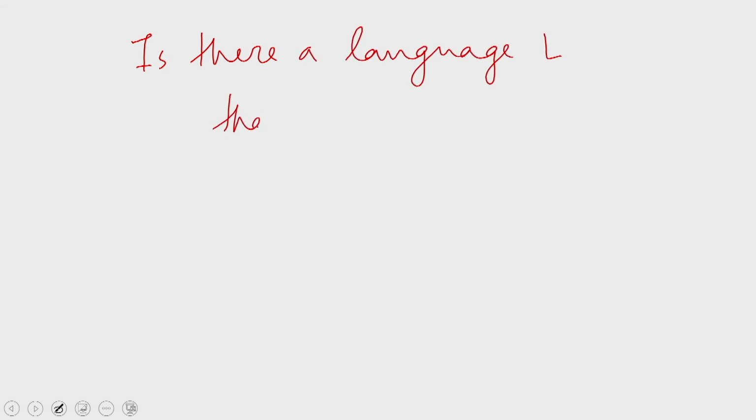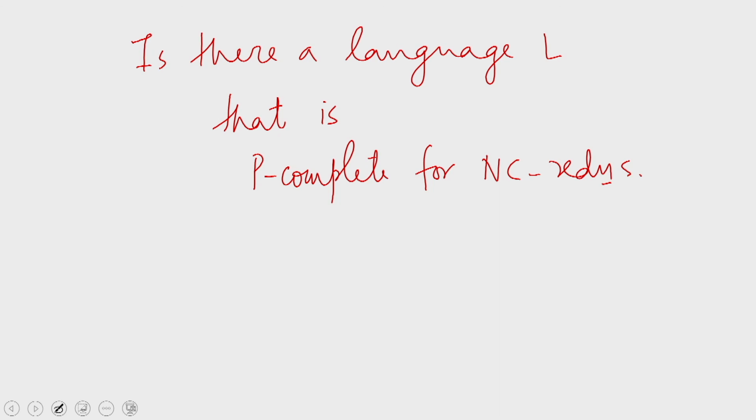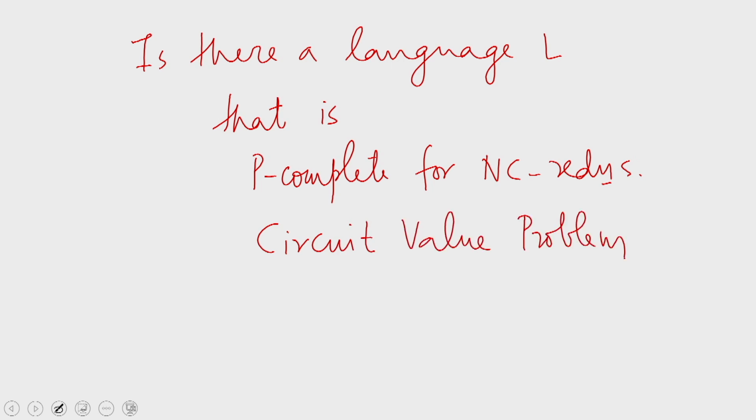But then these definitions are all fine, but just because we define a term does not mean that it applies to any actual object. That is, we do not know yet whether there exists a language which is P complete for NC reductions. So that is the next question: is there a language L that is P complete for NC reductions? We shall show that the circuit value problem is P complete for NC reductions, and once we show that one language is P complete for NC reductions, we can show that several other languages are P complete for NC reductions as well by reduction to this language.